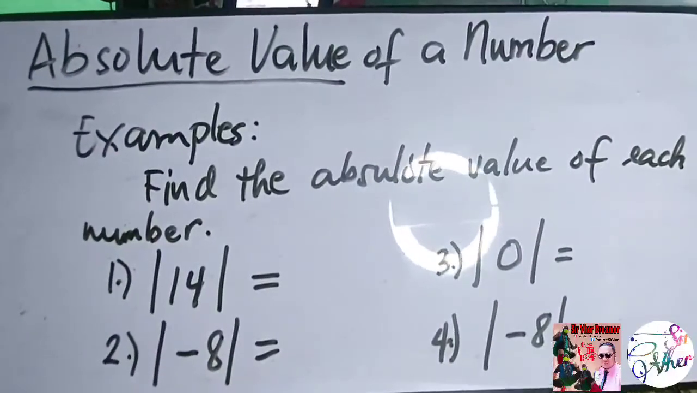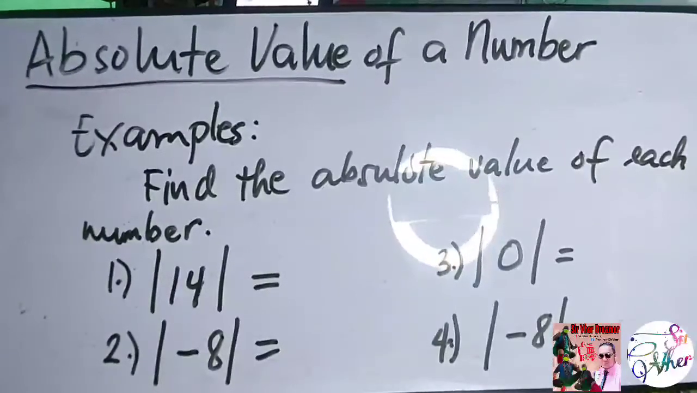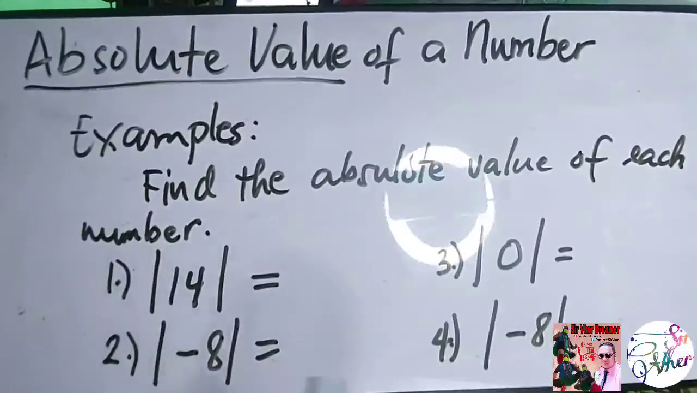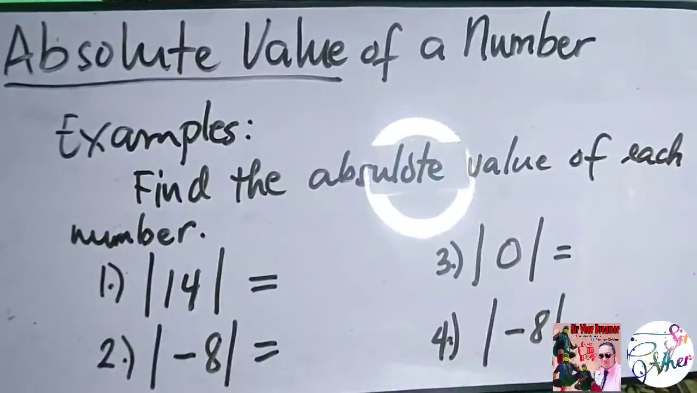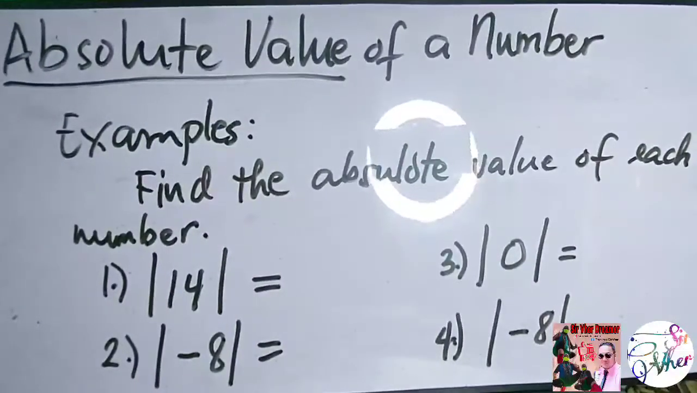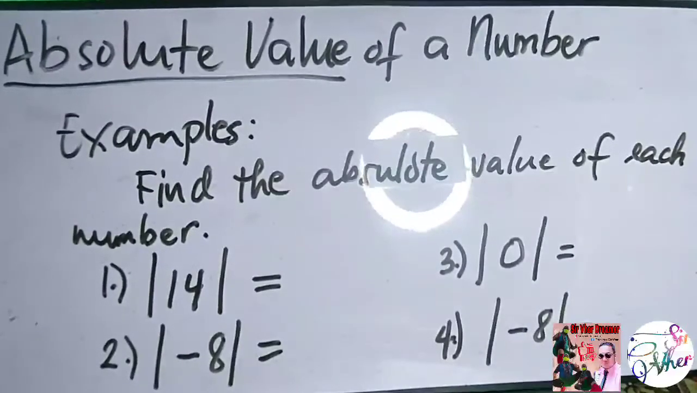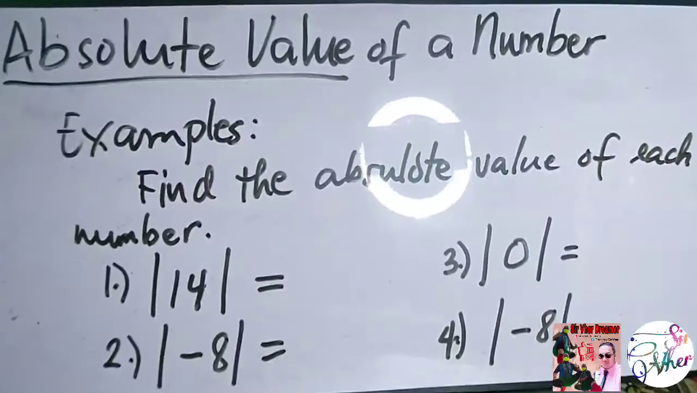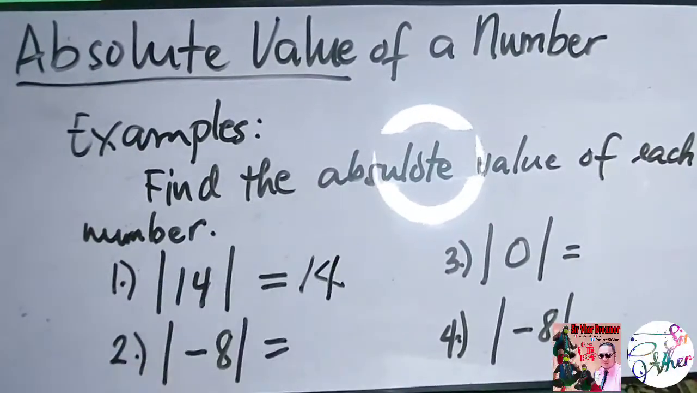Okay, now let's have examples. Find the absolute value of each number. Again, take note of the definition of the absolute value: we're just going to count the distance between 0 and that number. For example, the absolute value of 14. From 0 to 14, what is the distance? You're just going to count. So the answer is 14.